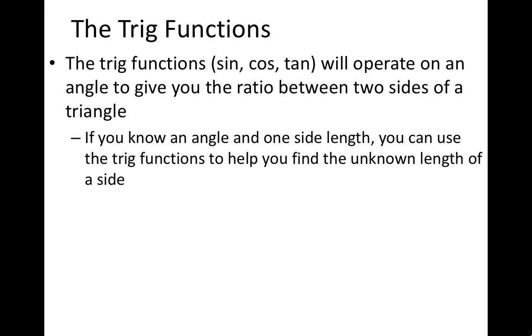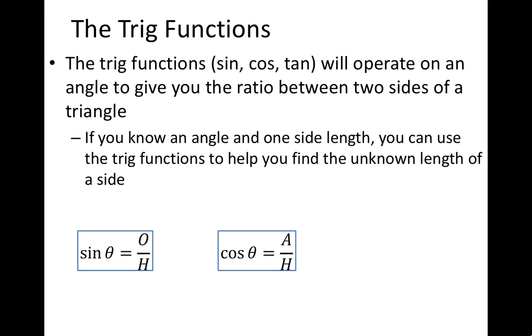Here are their definitions. The sine of an angle is the opposite side to that angle over the hypotenuse. The cosine of an angle is the adjacent side to that angle over the hypotenuse. And the tangent of an angle is the opposite side to that angle over the adjacent side to that angle. And we should remember that which sides we regard as opposite and adjacent depend on which angle we're working with.